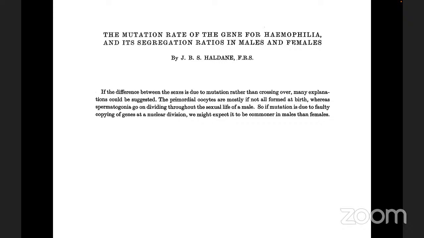The primordial oocytes are mostly, if not all, formed at birth. So he knew the female side is basically done with cell division at birth, whereas spermatogonia go on dividing throughout the sexual life of the male. So if mutation is due to faulty copying of genes in nuclear division, we might expect it to be commoner in males than females. Right, so he laid out that hypothesis in 1947, which is actually kind of amazing.